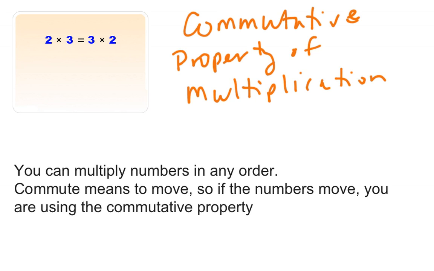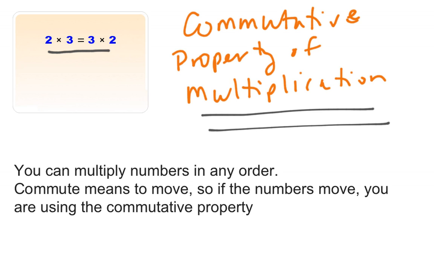We also have a commutative property of multiplication. Very similar, but different. Here we have multiplication happening, and the numbers are moved. The 3 and the 2 have switched places. So the definition is very similar. You just have the word multiply instead of add. And again, commute means to move.